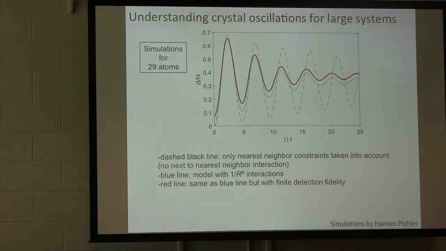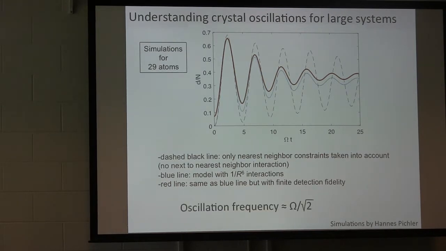And this again qualitatively agrees with our experimental data here, at least the frequency at which this oscillates. To contrast, we're still working on it. Apparently, it depends on whether we take into account the nearest neighbor interactions, for example, and also finite detection fidelity. So it's something we're still working on. Okay, so now, a legitimate question is why do these oscillations occur at a frequency of omega divided by square root of 2, or at least something close to this value?